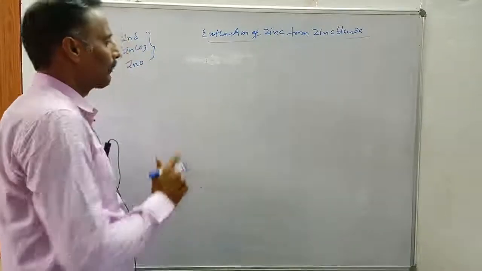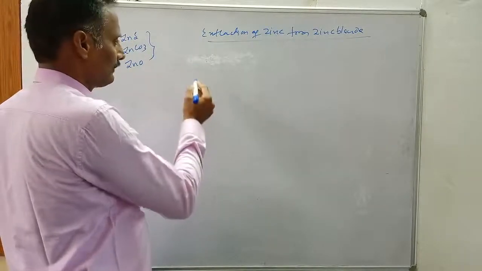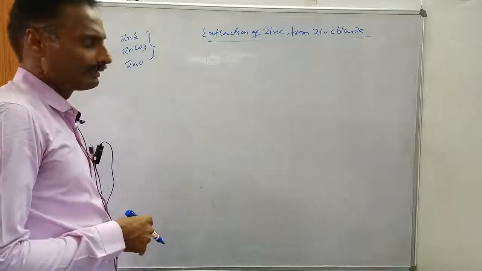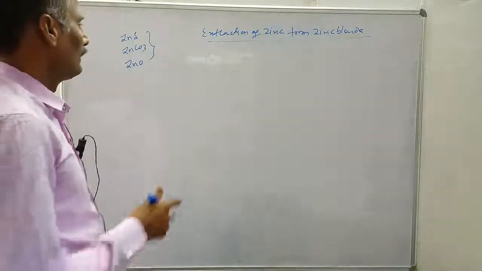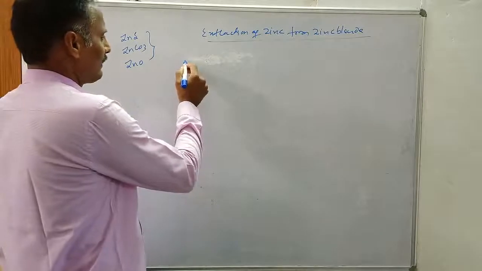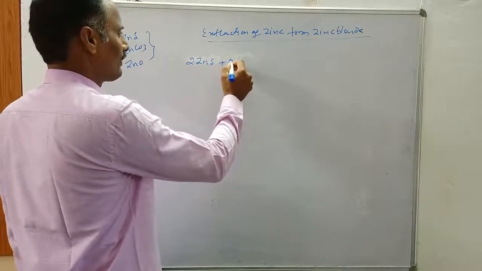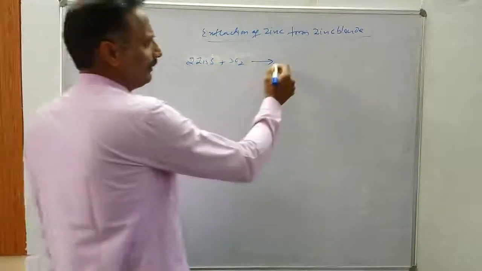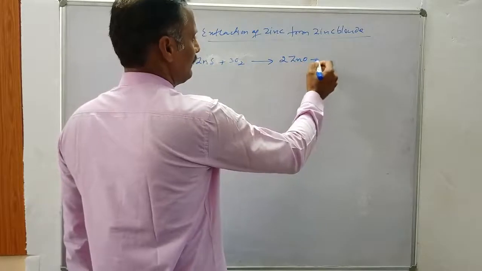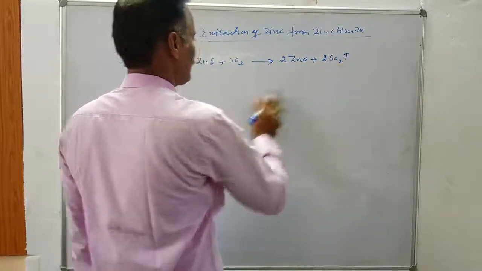The extraction of zinc mainly involves concentration of ore, then roasting, then reduction. The concentrated ore is zinc sulfide. When zinc sulfide undergoes roasting, meaning heating with oxygen, we get zinc oxide, and sulfur dioxide gas is evolved. This is zinc oxide.